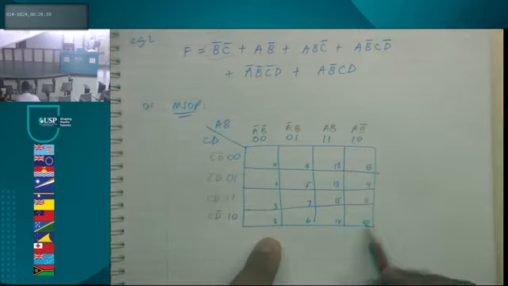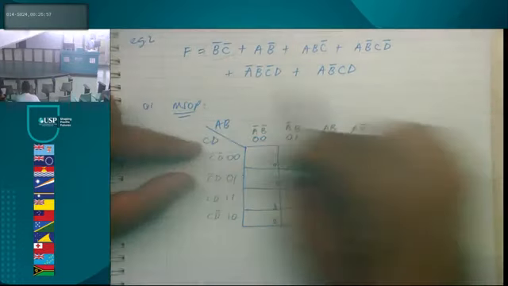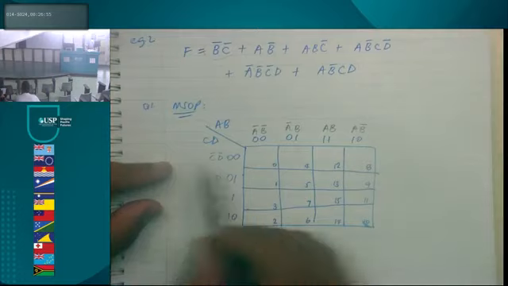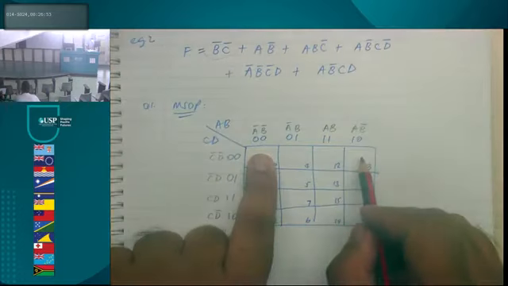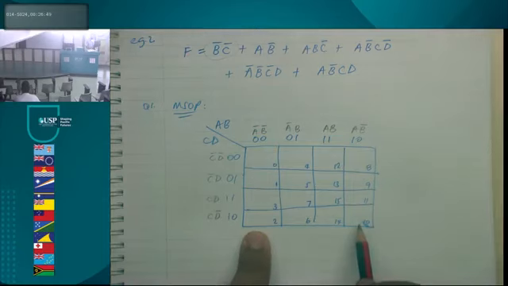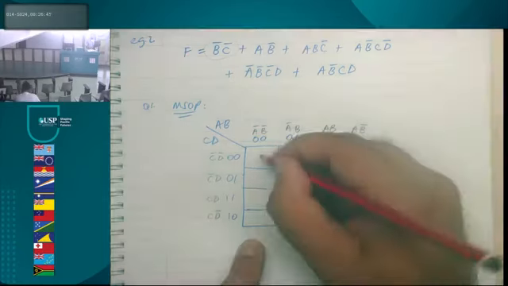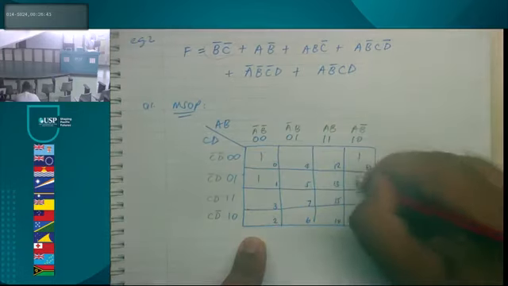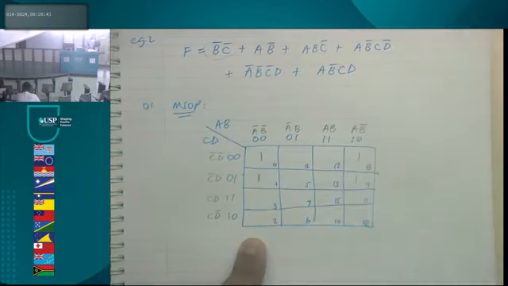And where is C bar, guys? C bar is, where is C bar located? Over here, the first two rows. So the first column and the last column signify your B bar. And your first row and your second row signify your C bar. So we put ones over there. There we go. So ones.